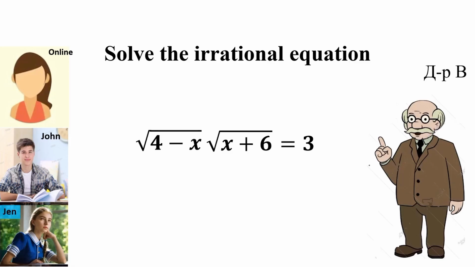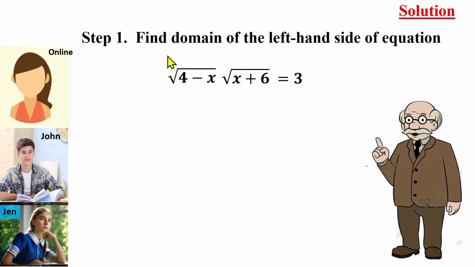As a first step, we will find the domain of the left-hand side of our equation. We see here two square roots, and we know that the radicand should be non-negative. We take the first one: 4 minus x is non-negative. The same we do with the second: x plus 6 is non-negative.